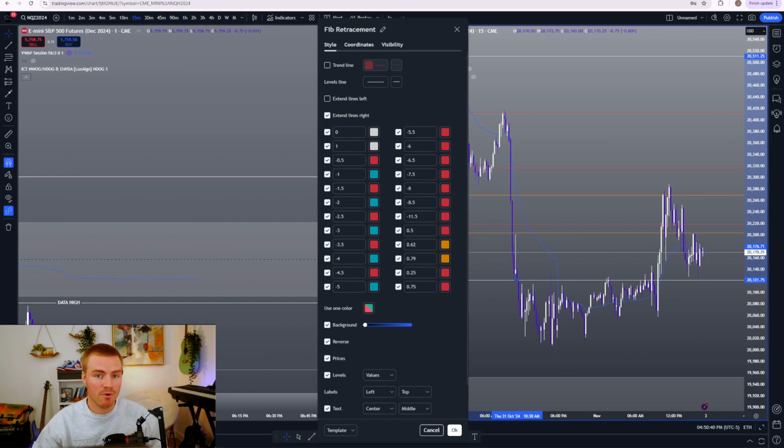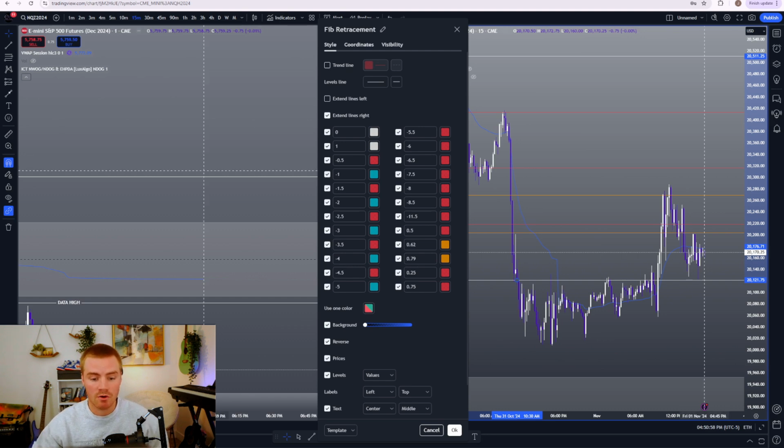And I'm talking about the 0.5, which is going to be our equilibrium, our consequent encroachment. This is how you're going to see the premium versus the discount on every single range you trade or any fair value gap, whatever you want to use this for. The 0.5 level is going to be one of the most important levels on the Fibonacci.